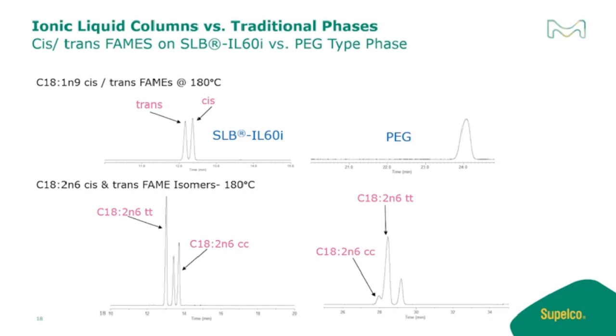And we see the same effect with the dienoic fatty acid methyl esters, where we're looking at on the SLB-IL-60i, the trans isomers elute first, followed by the peak in the middle, which is the cis-trans and trans-cis group, and then finally the cis-cis group. In comparison, on the PEG phase, it's the opposite order, where the cis-cis group comes first, followed by the trans-trans, and then finally by the cis-trans, trans-cis group. So again, the increased interaction mechanism of the ionic liquid phases offers the unique selectivity.